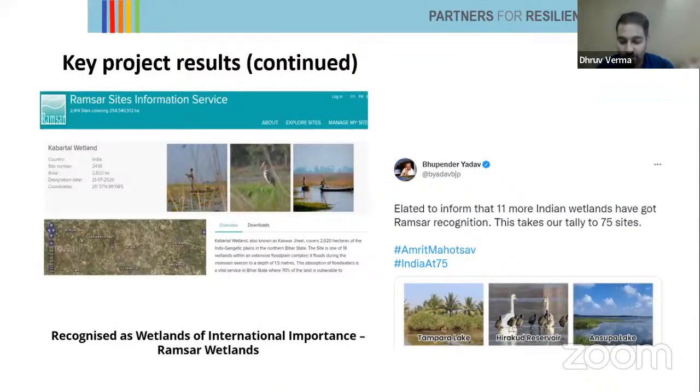Within the duration of the project, both our wetlands, Kabartal in Bihar, which is a floodplain wetland, and the other one, Tampara Lake, which is near the coast, got recognized as wetlands of international importance, which means Ramsar sites. This will further push for effective conservation and management of the biodiversity and ecosystem services. So this will be a leverage to sustain the Eco-DRR interventions we aim for.